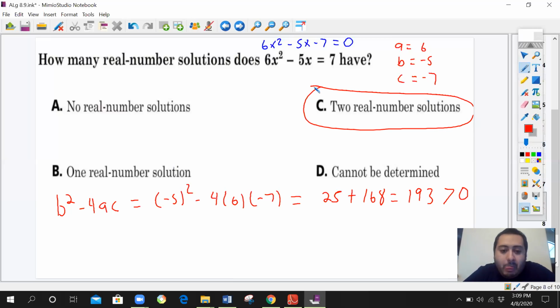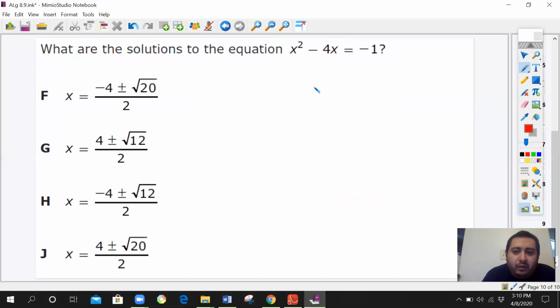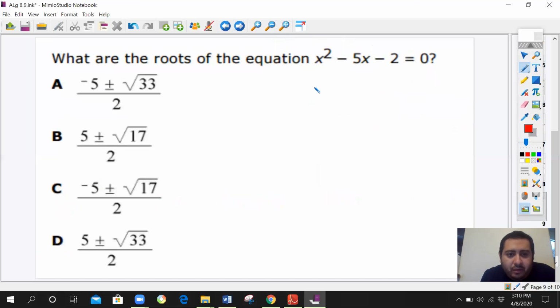All right. And that's how you do it through the discriminant and finding out how many real solutions. Always keep in mind that when you're dealing with parabolas, there are only 3 options. It's either 2 solutions, 1 solution, or no solutions. Those are the only 3 options when you're dealing with parabolas. Okay. Let's go ahead and do one more.